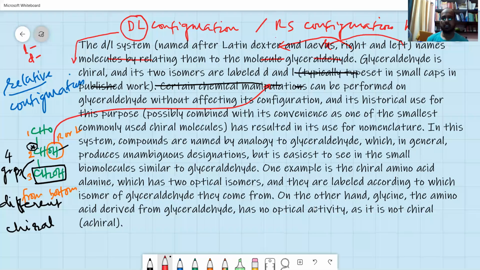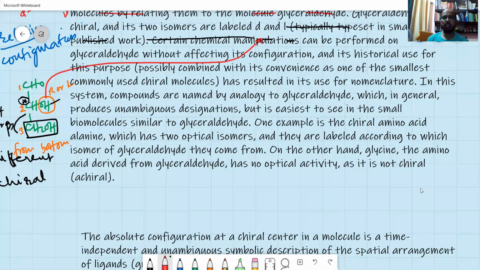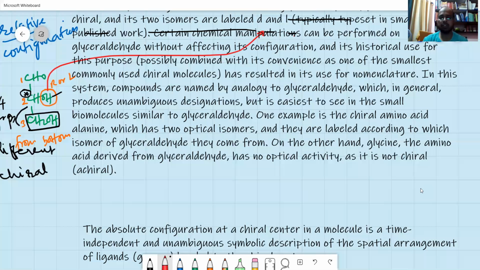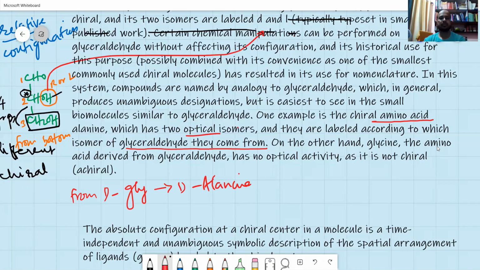So you can write this text and this description, but you have to remember the important point that I usually highlight. One example in the chiral amino acid that they often give, apart from glyceraldehyde, is the amino acid alanine. Of course, you're going to study about amino acids in the later classes. Alanine has two optical isomers, that is, it has got two centers, and they are labeled according to which isomer of glyceraldehyde they come from. That is, from D-glyceraldehyde, if it goes like D-alanine, you call it D-alanine.